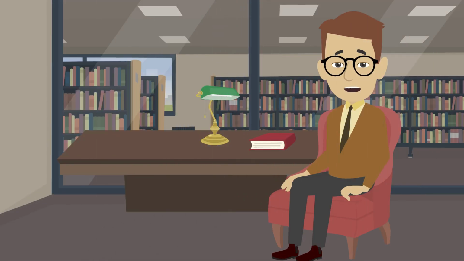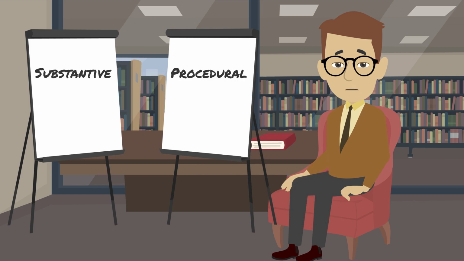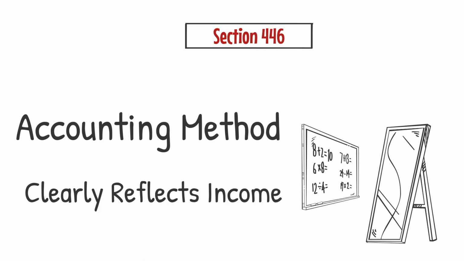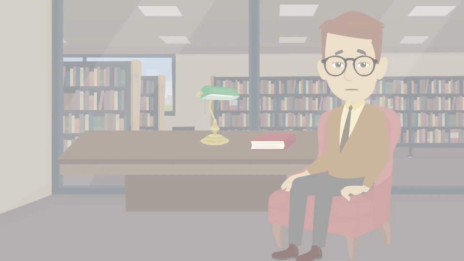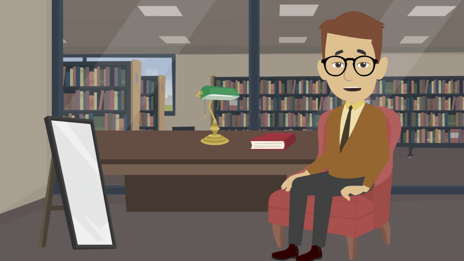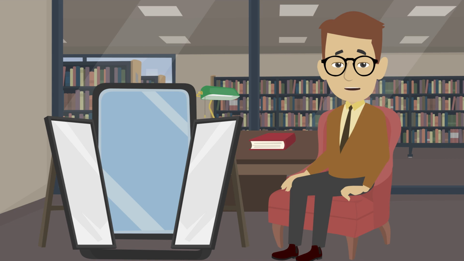Section 446 has two elements: a substantive component and a procedural component, and both are equally important. Substantively, Section 446 tells you that in computing your tax liability, you have to use a methodology, an accounting method, that clearly reflects your income. If you don't, the IRS can step in and make you compute things their way. If you scan through the Section 446 regulations, you'll see this concept, the clear reflection of income, referenced over and over and over. But what does it mean?